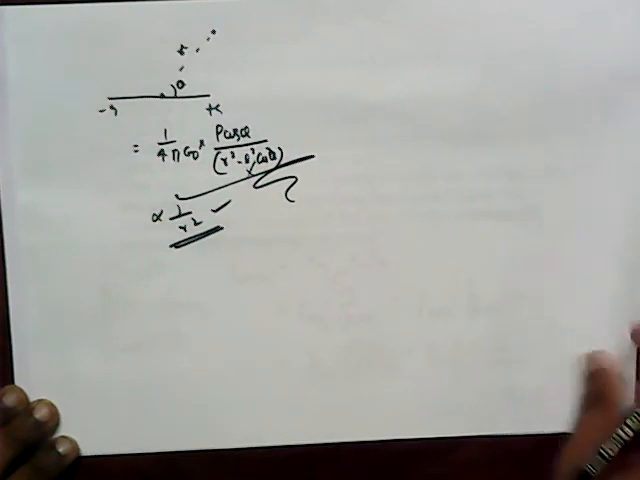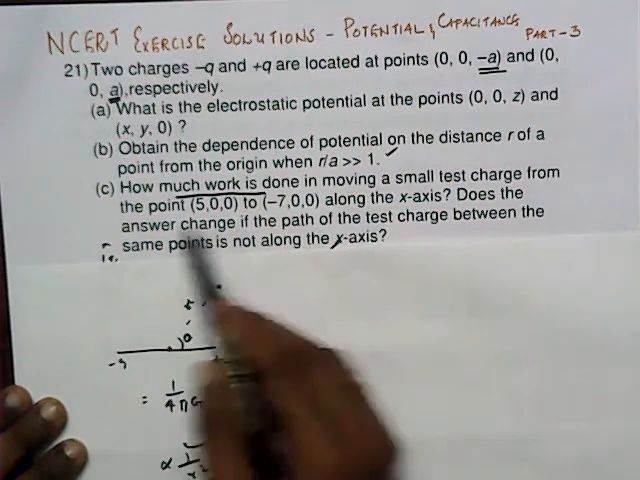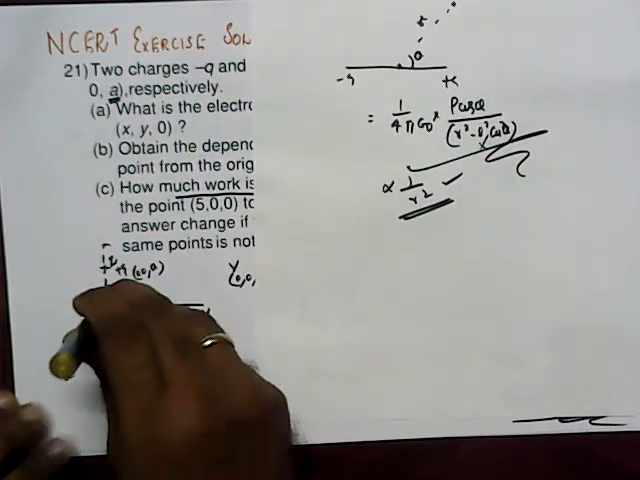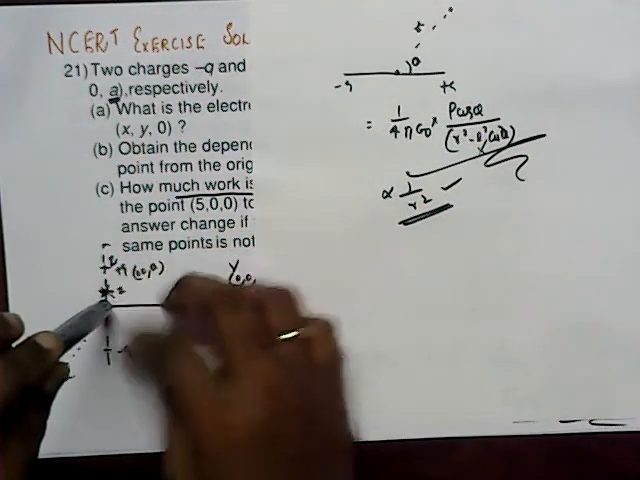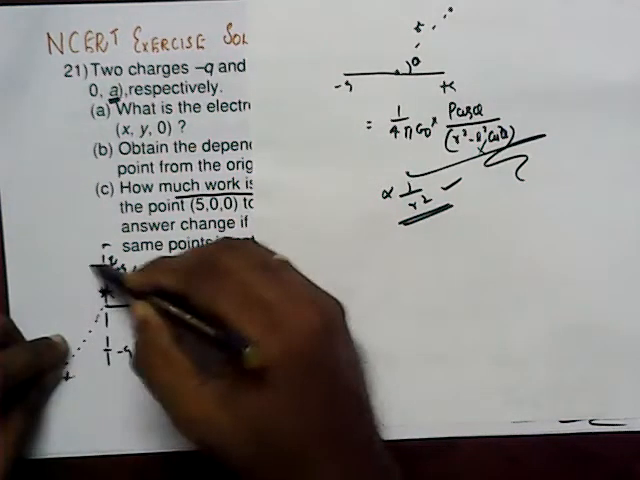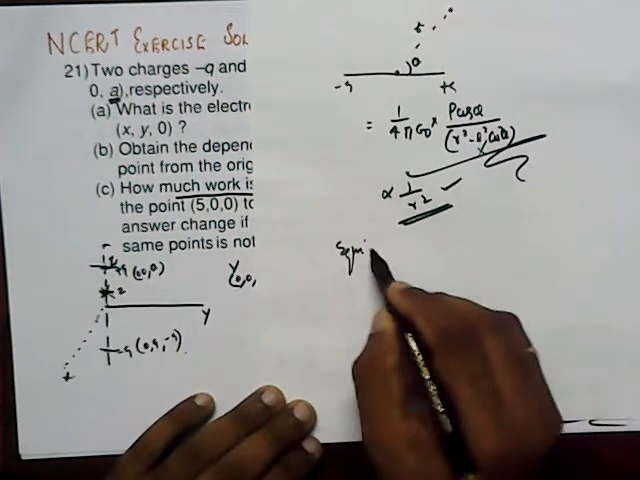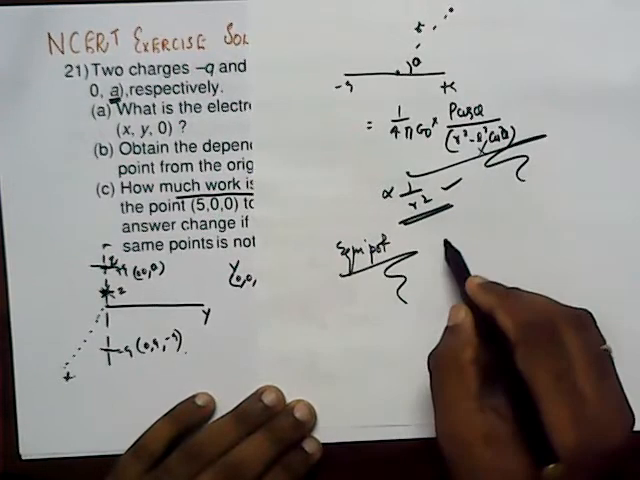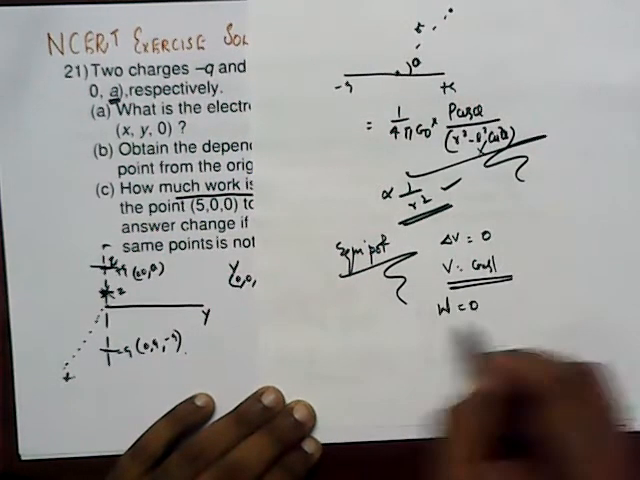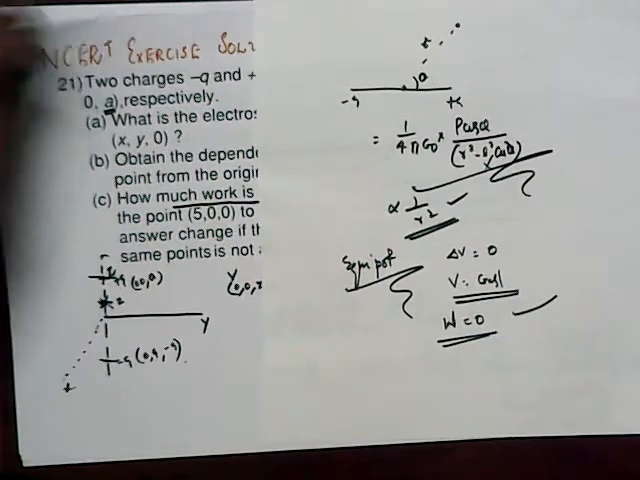Then the third question: how much work is done in moving a small test charge from the point along the x-axis. So along the x-axis, that is along this one, this is the x-axis. But keep in mind, for the dipole, this is the equatorial line. Equatorial line means it is equipotential. For whatever may be the location, the change in potential should equal zero. That is, the potential is a constant. So the work done should equal zero. So that is a speciality with the concept.